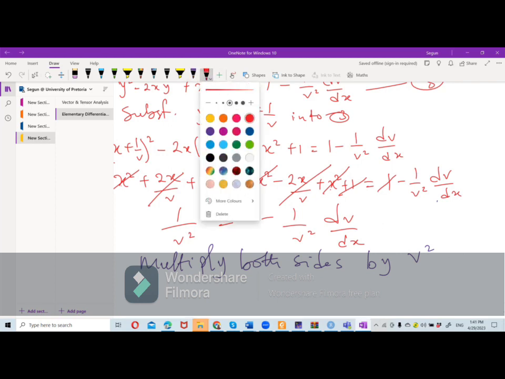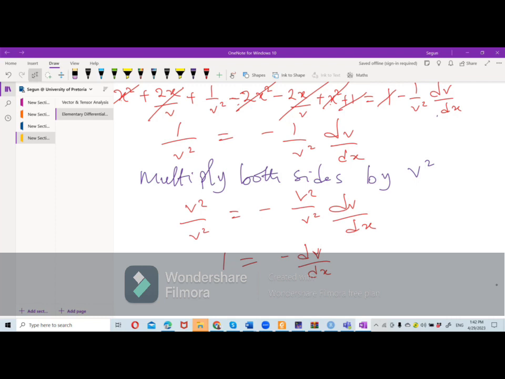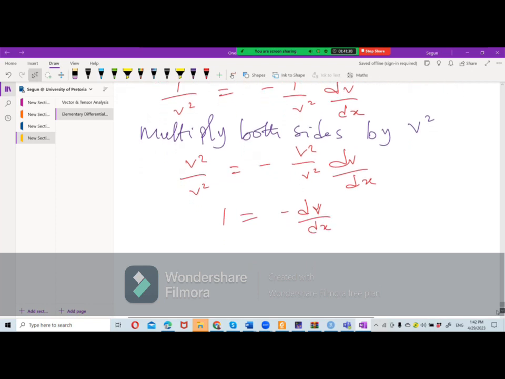If you multiply both sides by v squared, what do I have? I will have here v squared over v squared equals minus v squared over v squared dv/dx. Here we have 1 equals negative dv/dx. Are you following it? Now, in this case, you don't need any, what do we call it now? Integrating factor.